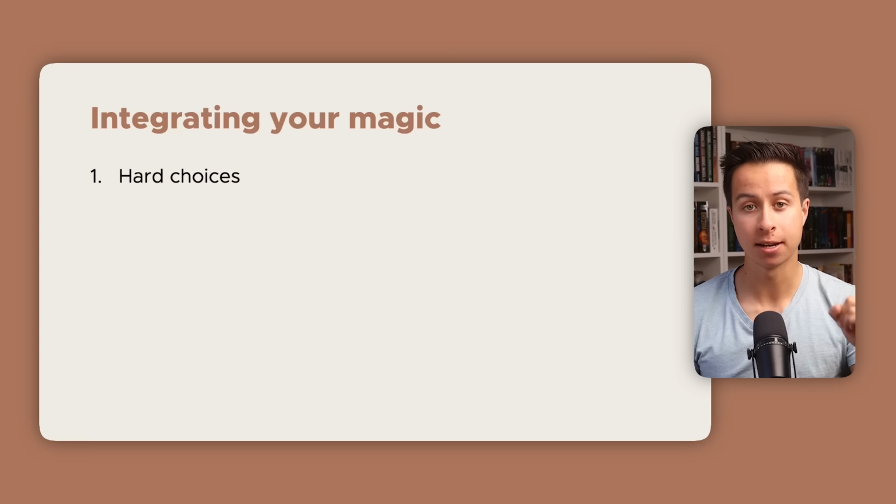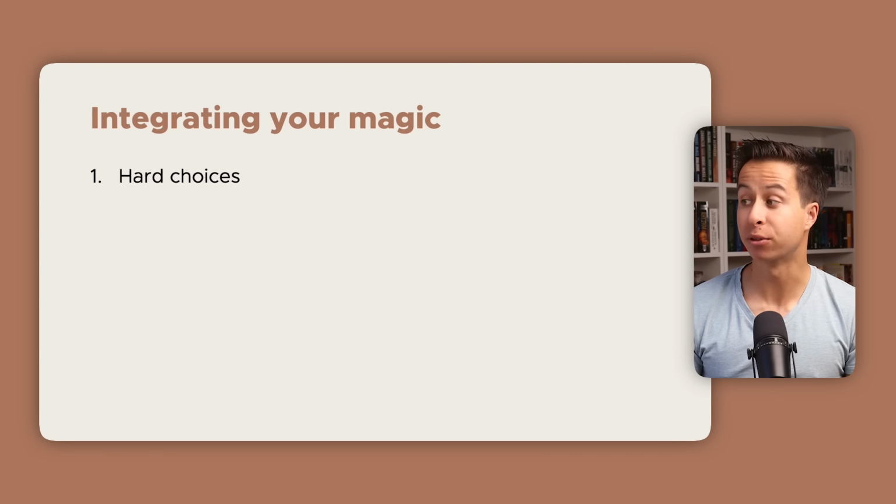So how can you integrate your magic system into the triangle of story so that you can be writing a more cohesive fantasy book? Here's 5 questions I often ask myself to achieve this. Number 1, how could this magic system force your character to make a hard choice that reveals their true nature?